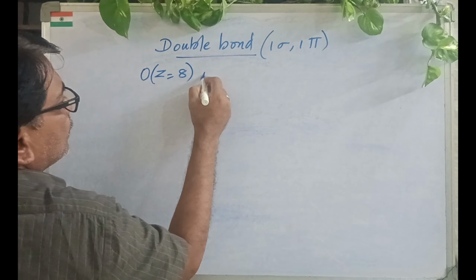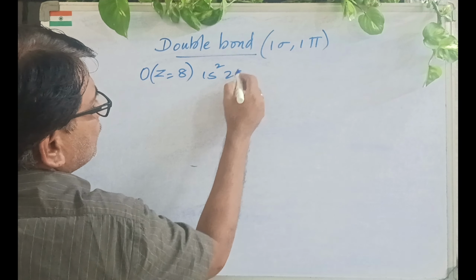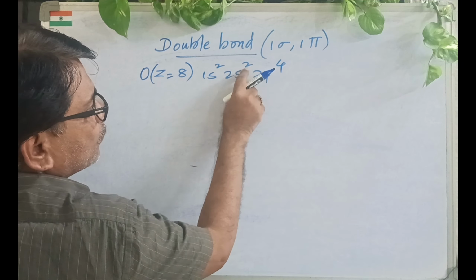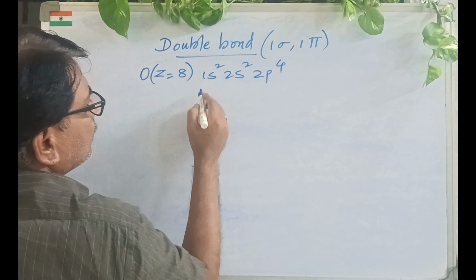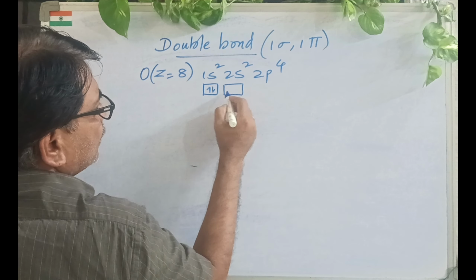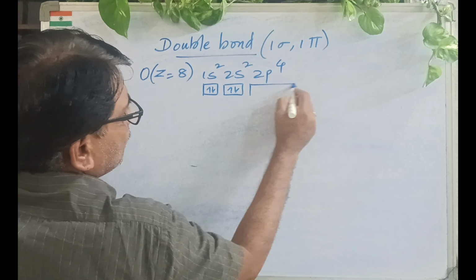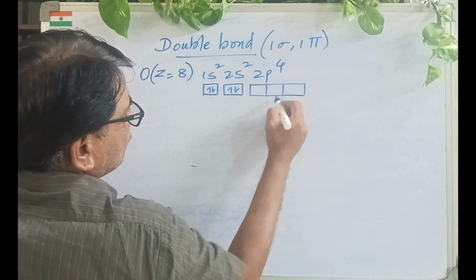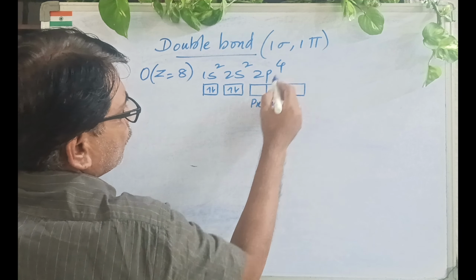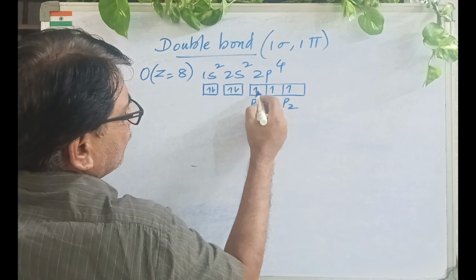Oxygen number is 8. 1s2, 2s2 and 2p4. 2 plus 2 is 4, plus 4 is 8. So 1s2, I already told you, you have to fill it like this. 2s2, 1 degenerate orbital with 2 electrons. P has got 3 degenerate orbitals and they are written as px, py and pz also. 1, 2, 3, then 4.